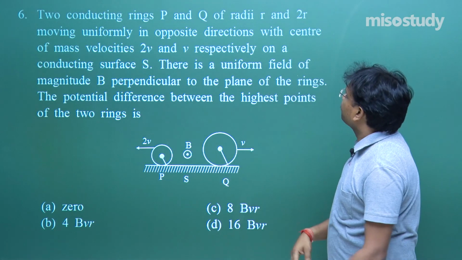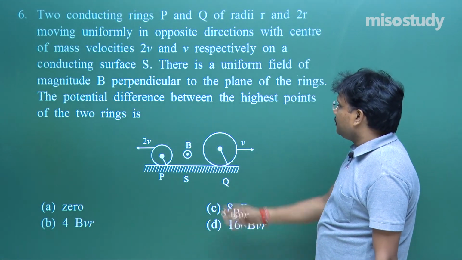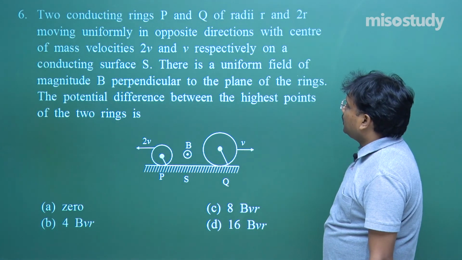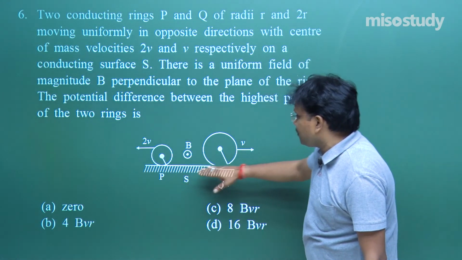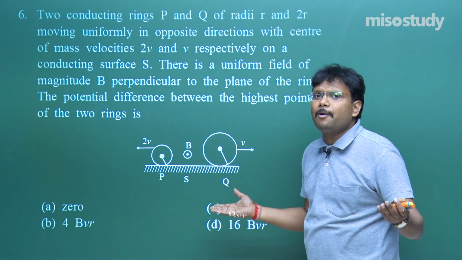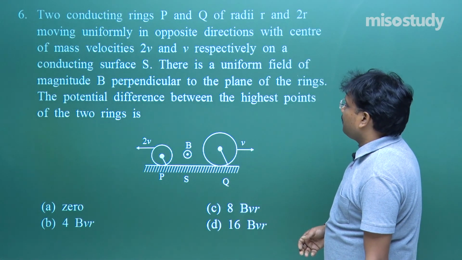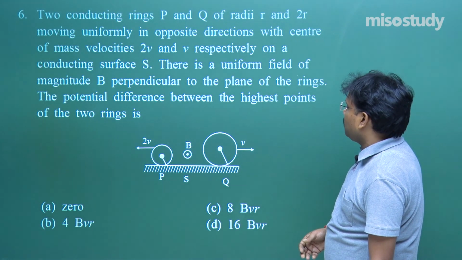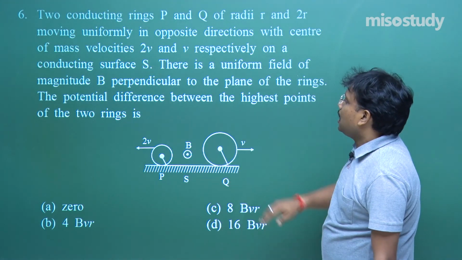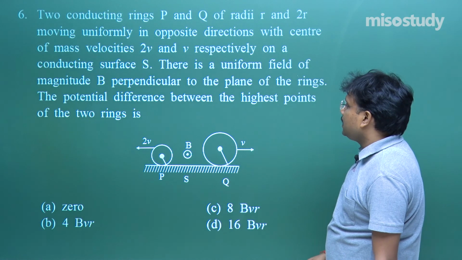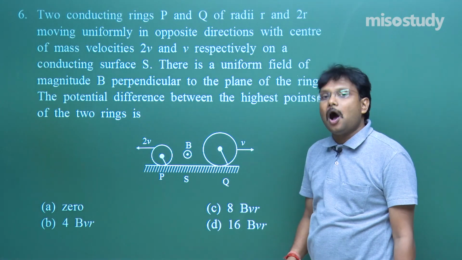Two conducting rings P and Q, of radius R and 2R, are moving uniformly in opposite directions, with center of mass velocities 2V and V, on a conducting surface. This PSQ surface is a conducting surface, let us say made of copper or something like that. There is a uniform field of magnitude B perpendicular to the plane of the rings. The potential difference between the highest points of the two rings is how much?